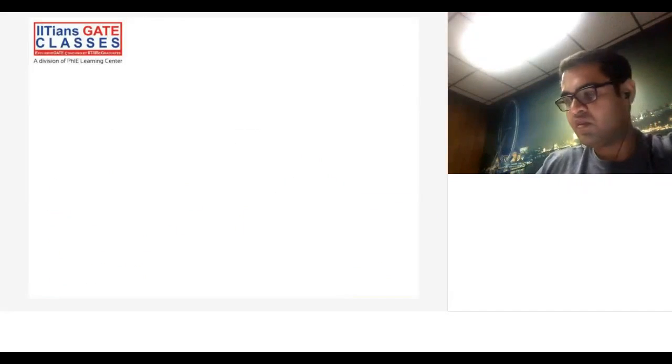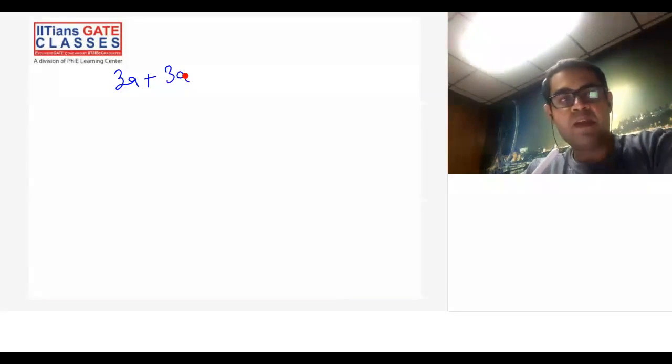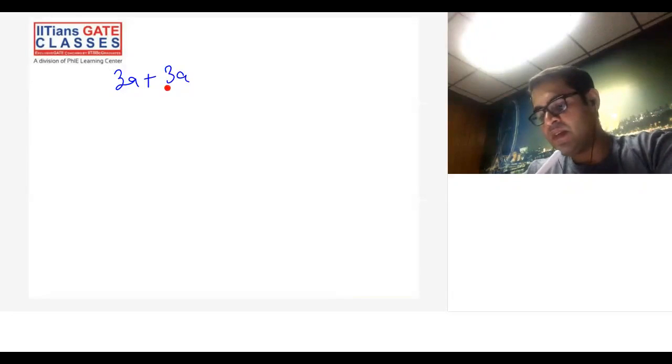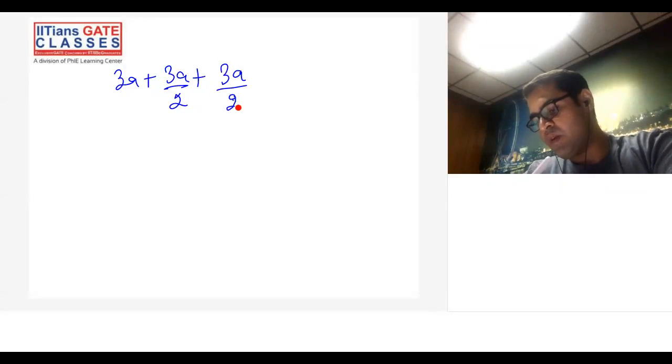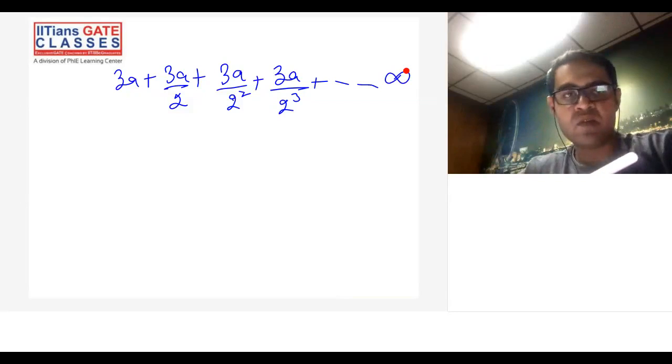Now my job is what? To find the sum of this. Okay. Now see, I'll just try and write first the sum of the perimeters. The first triangle has three sides, each of length a, so the perimeter is 3a. Second is what? a by 2 plus a by 2 plus a by 2, that is 3a by 2. Then 3a by 2 square. Next is 3a by 2 cube, and so on up till infinity.